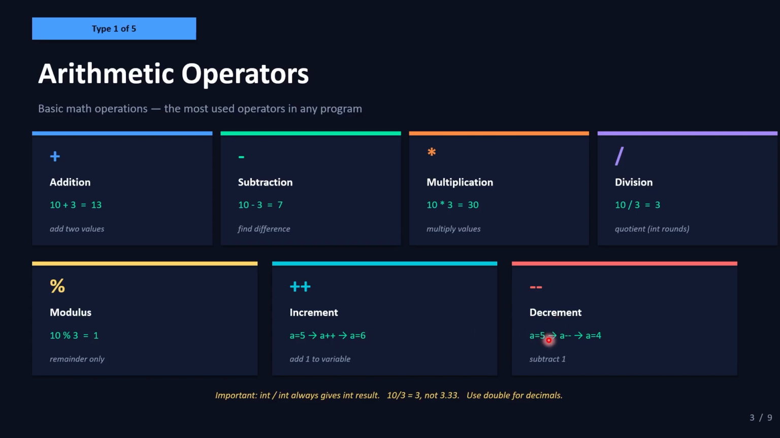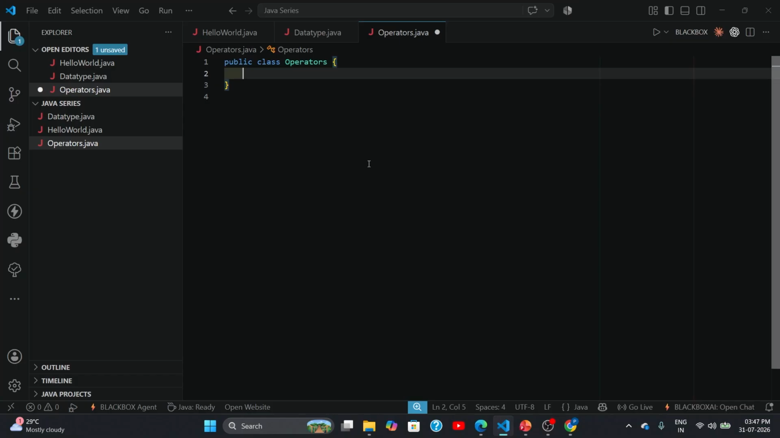Similarly, decrement, that is a minus minus. If I want to decrease one value, instead of writing it as a minus 1, I will write using the decrement operator, that is a minus minus, which is equal to 4. I have created a new class called operators.